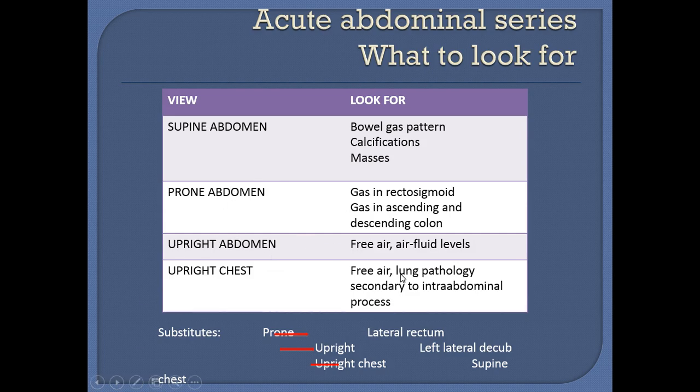In the upright abdomen, which is the erect abdominal film, basically we can see the free air and the air fluid levels in cases of obstruction, and upright chest, in which we can see the free air and any lung pathology like the ruptured liver abscess, which can cause consolidation collapse of the ipsilateral lung, and also pleural effusion in the pleural cavity on the right side.